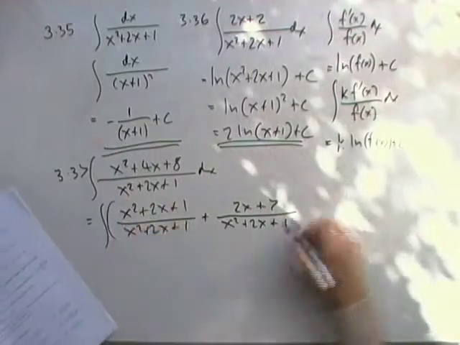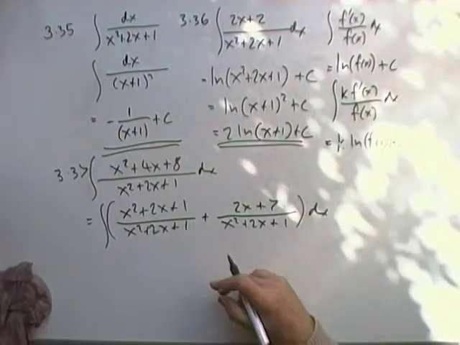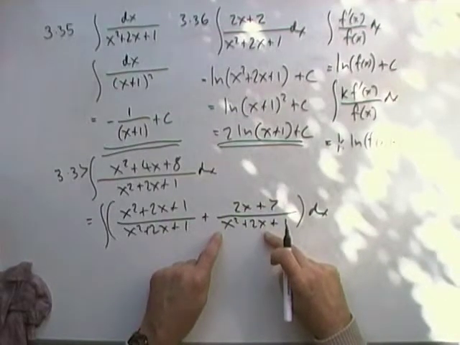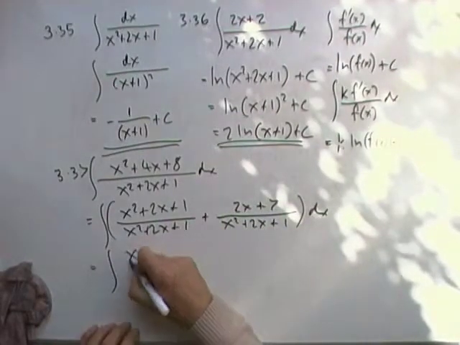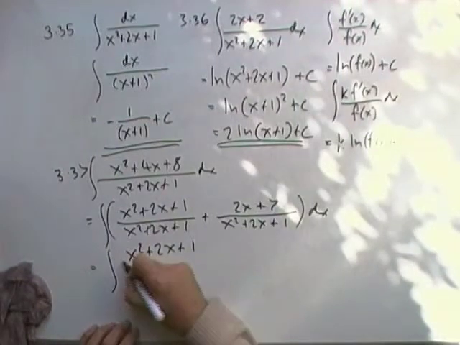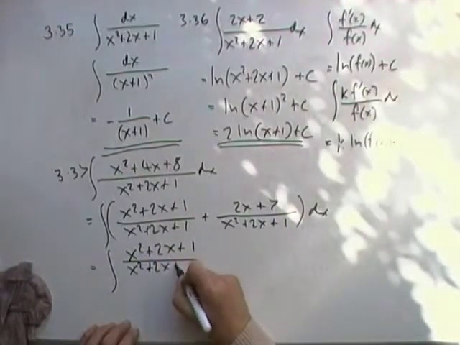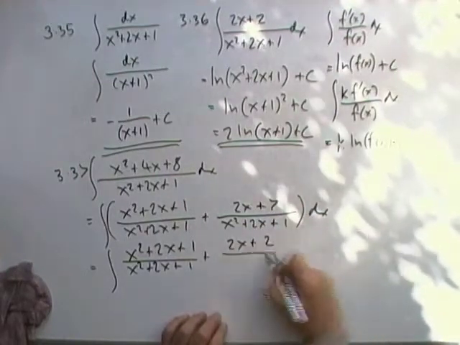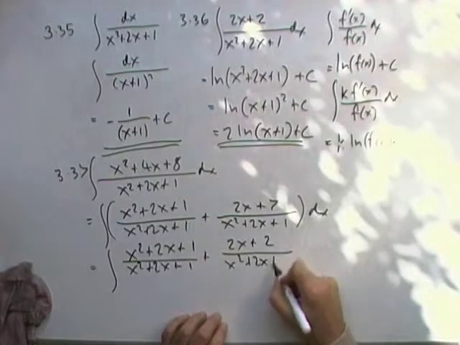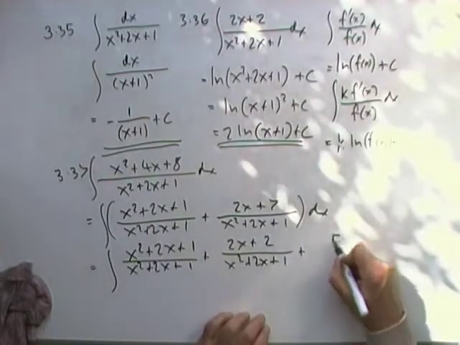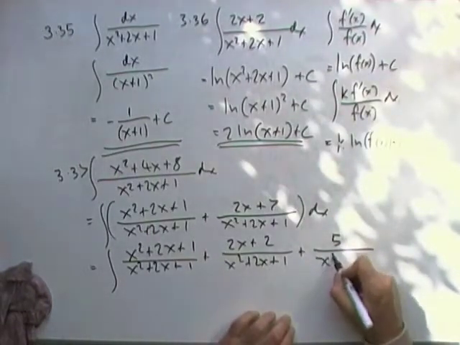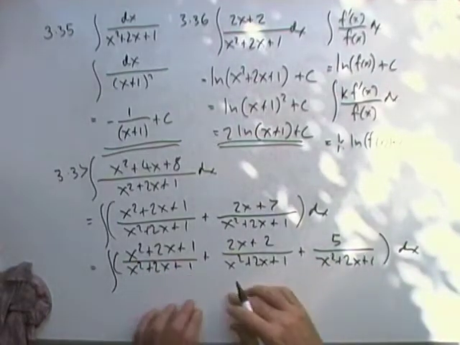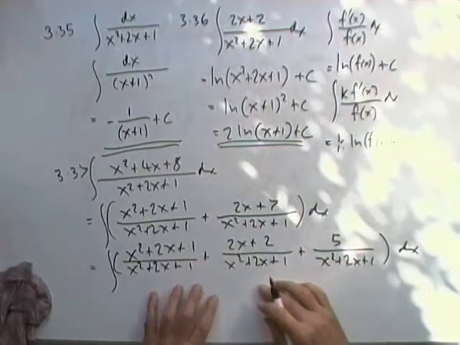And then I think, oh wait a minute, this part that I've got here, that's close to the derivative of the bottom. So I can break this up one more time. So I've got x squared plus 2x plus 1 over that. I could have cancelled that down straight away. I'll take out the derivative of the bottom, leaving x squared plus 2x plus 1, and I've still got 5 left over. 5 over x squared plus 2x plus 1 dx.